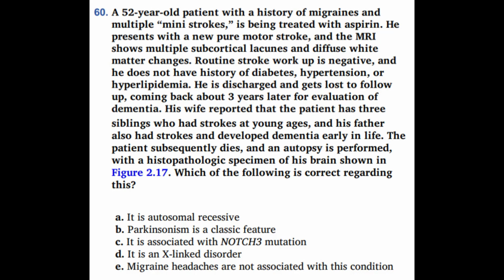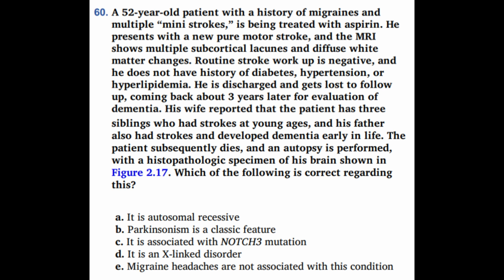A 52-year-old patient with a history of migraines and multiple mini strokes is being treated with aspirin. He presents with a new pure motor stroke and the MRI shows multiple subcortical lacunes and diffuse white matter changes. Routine stroke workup is negative and he does not have a history of diabetes, hypertension or hyperlipidemia. He is discharged and gets lost to follow up, coming back about 3 years later for evaluation of dementia.